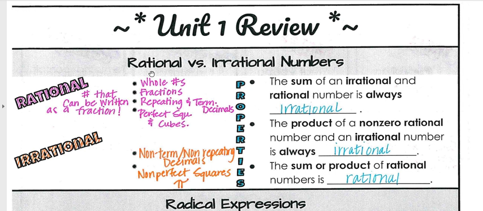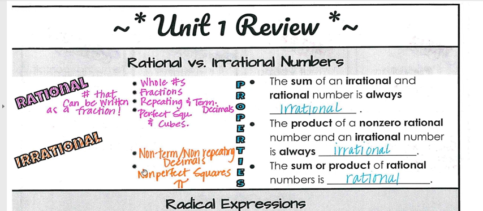So we're going to talk a little bit about the types of numbers that we can have, and we have rational versus irrational numbers. Just some reminders: a rational number is a whole number, a fraction, a repeating decimal, or a decimal that terminates. It can also be a perfect square root or perfect cube root. It's any number that can be written as a fraction.